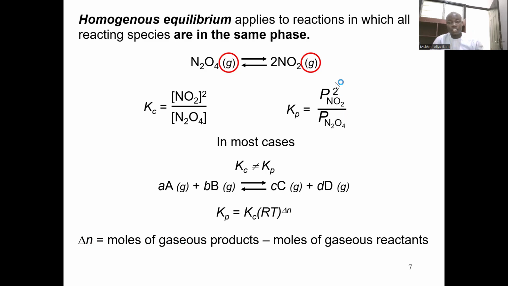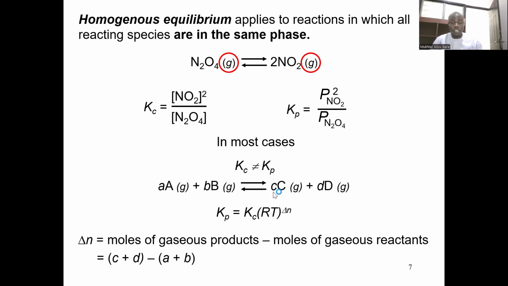For example, in this case, the number of moles of gaseous product is 2 and the number of moles of gaseous reactant is 1. So to get the delta n, we say 2 minus 1. So with reference to this equation, the change in the number of moles is the number of moles of product, which is the coefficient of the product.